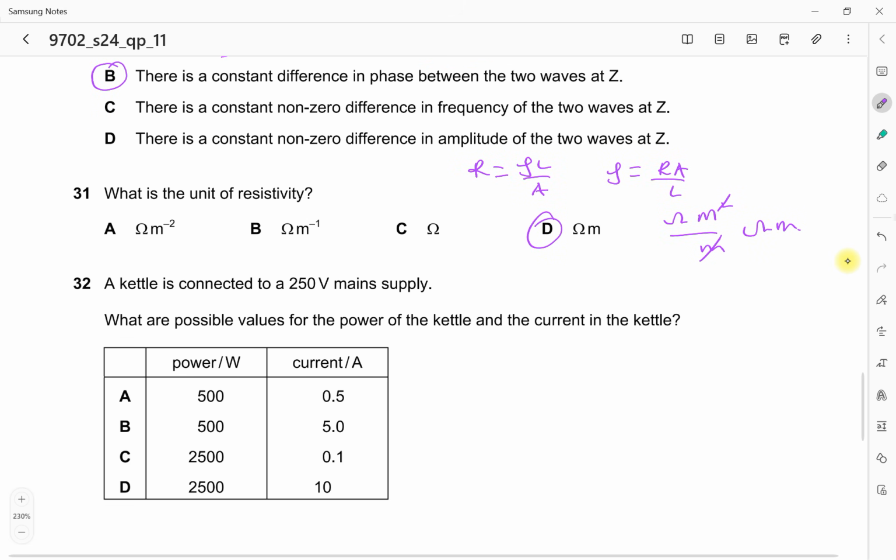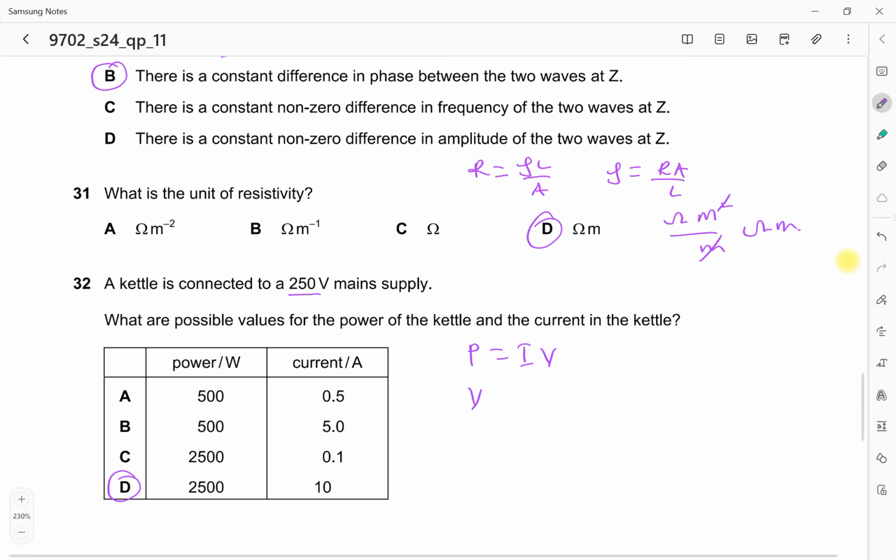A kettle is connected to a 250-volt main supply. What are possible values for the power of the kettle and the current in the kettle? So we know that power is equal to I times V. Power is I times V. So we want, whatever way you do it, but I think the answer is going to be D.